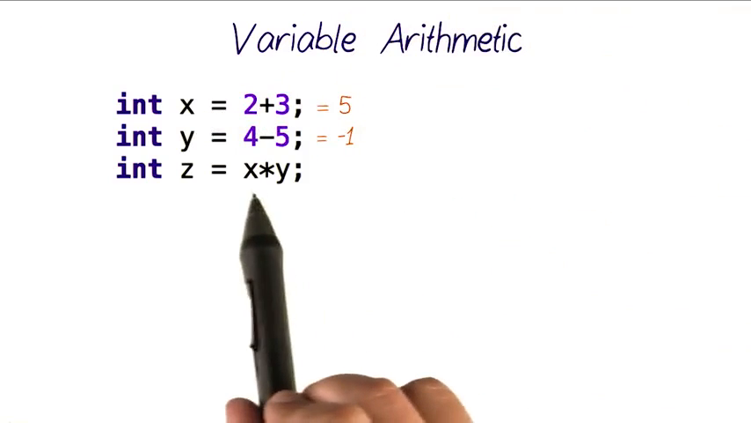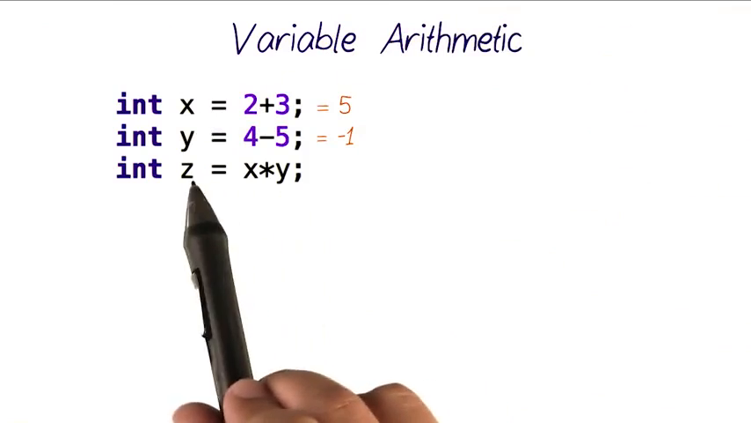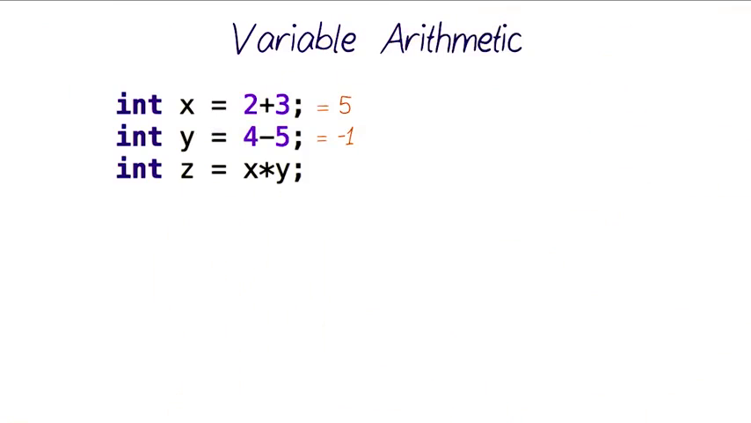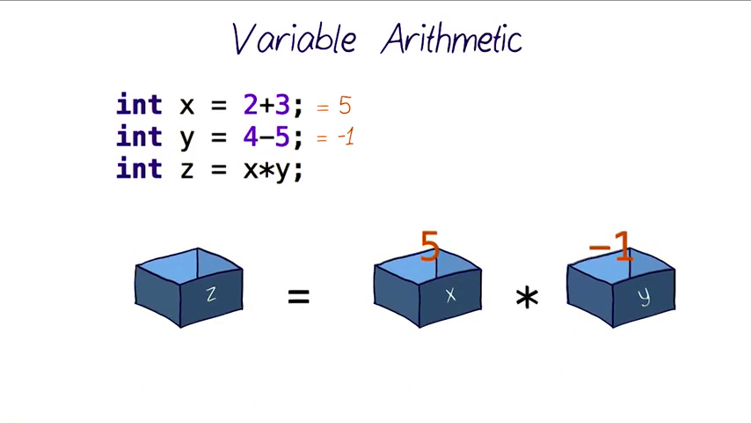Now we can actually multiply those two variables, x and y, and store the result in z. What this would do is multiply the values stored inside those two variables and put the result of that multiplication into the variable z, storing the value -5 into the variable z.